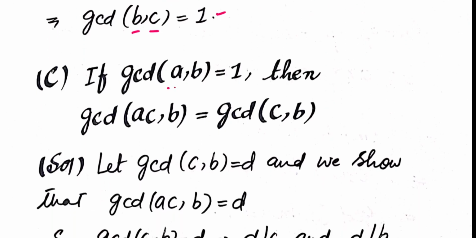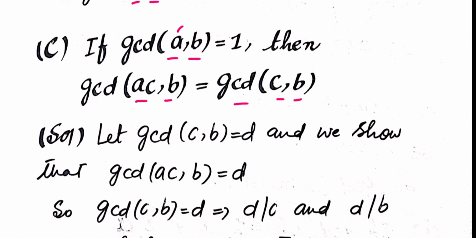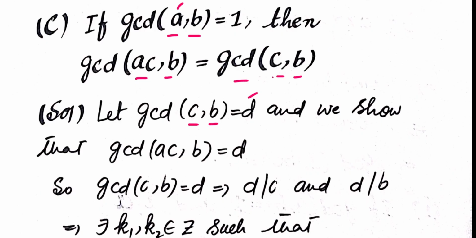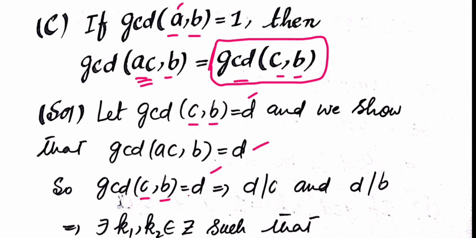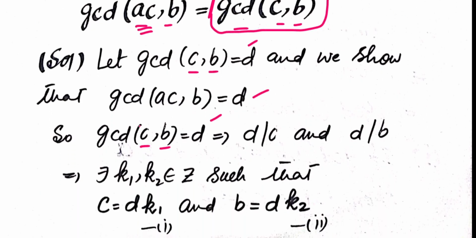If the GCD of A and B is equal to 1, then if we multiply C with any number, like in the question where we are multiplying C with the first factor A, then the GCD of AC and B is always equal to the GCD of C and B. We suppose that the GCD of C and B is equal to D. We show that the GCD of the left hand side is also equal to D. By the definition of GCD, as D is the GCD, D should divide both of the integers C and B. So D divides C, and similarly D divides the other number B.